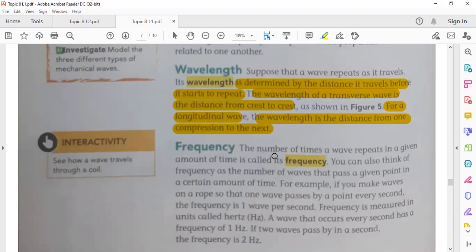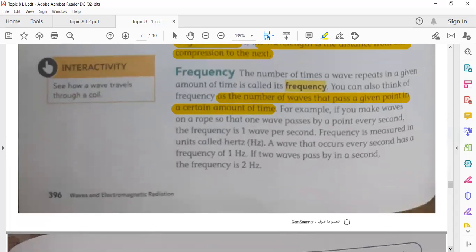The frequency is the number of times a wave repeats in a given amount of time, or the number of waves that pass a given point in a certain amount of time. That is, how many waves pass a given point in a certain amount of time. Of course, frequency is measured in a unit called hertz.